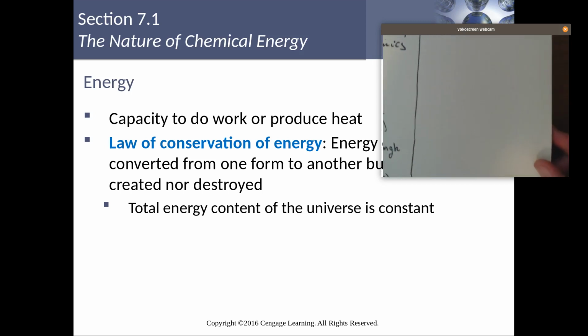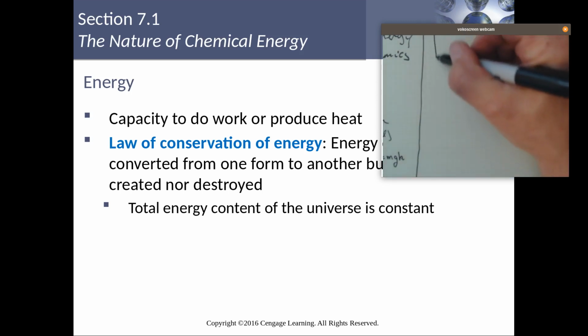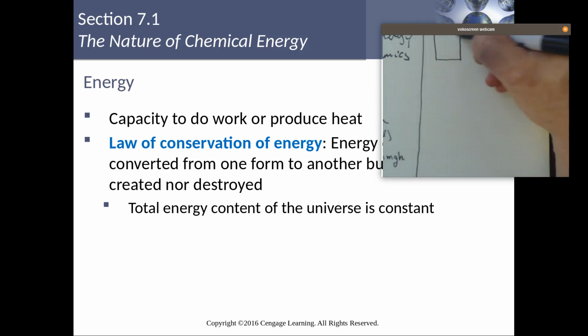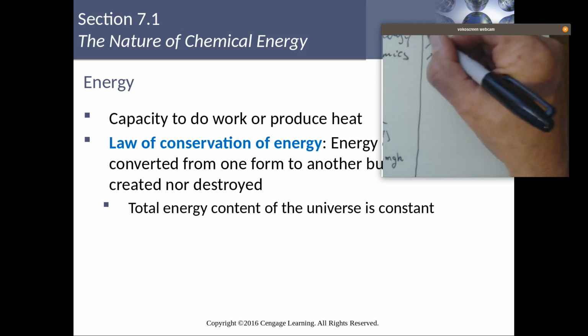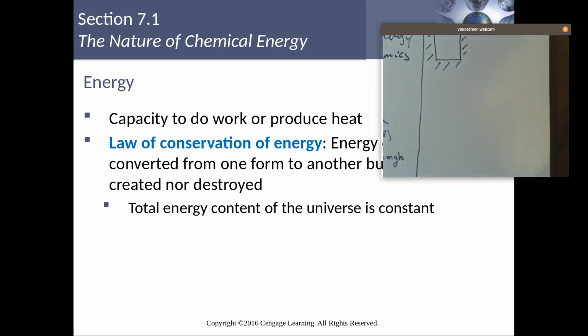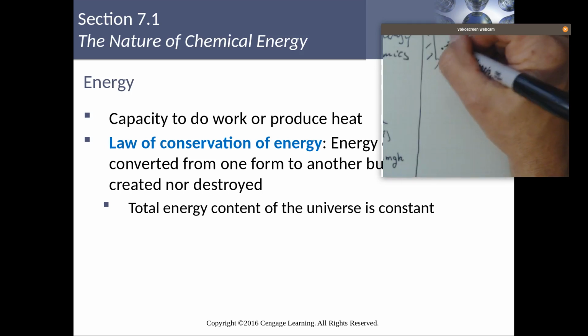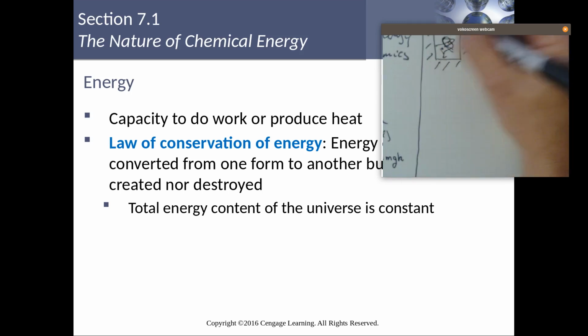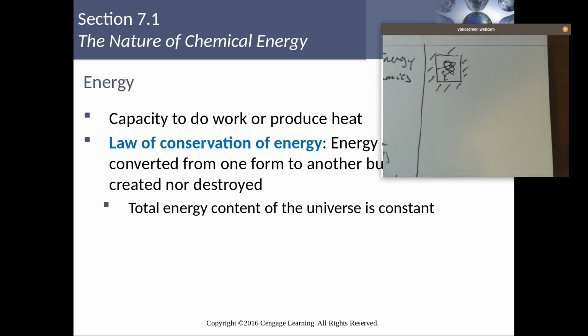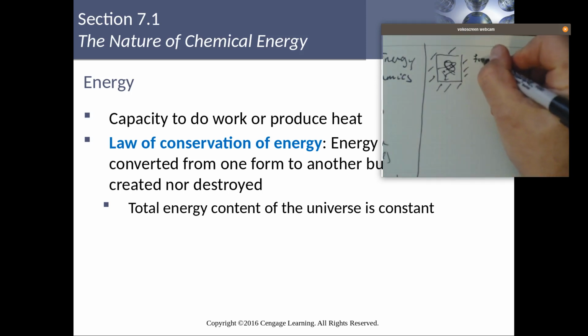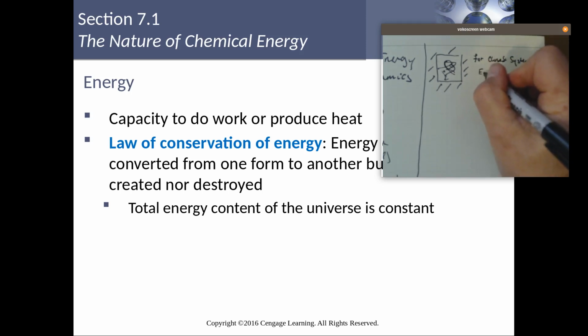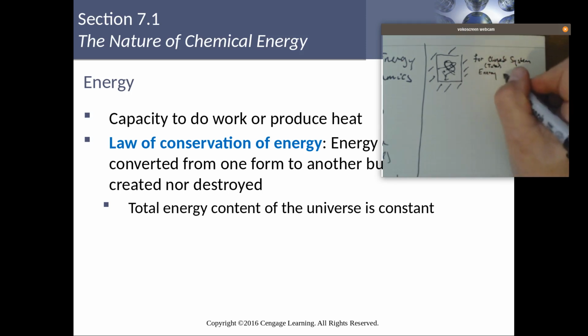So in other words, if I have a box and I have it perfectly insulated from the environment, and I have a particle ricocheting around in this box, the energy of that particle is constant. So energy for a closed system is constant. Total energy is constant.